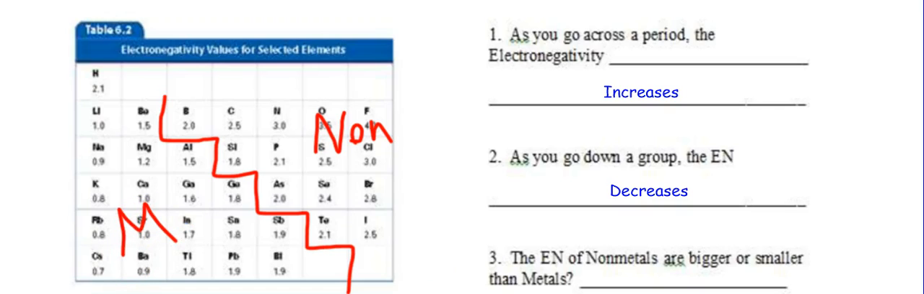So which one? The electronegativity of nonmetals are what? Well, look at these numbers. They're like in the 2s and the 3s and the 4s. These are all in the like points and the 1 points. All right, so I think you can easily see that these are the bigger numbers, and that's super duper important.